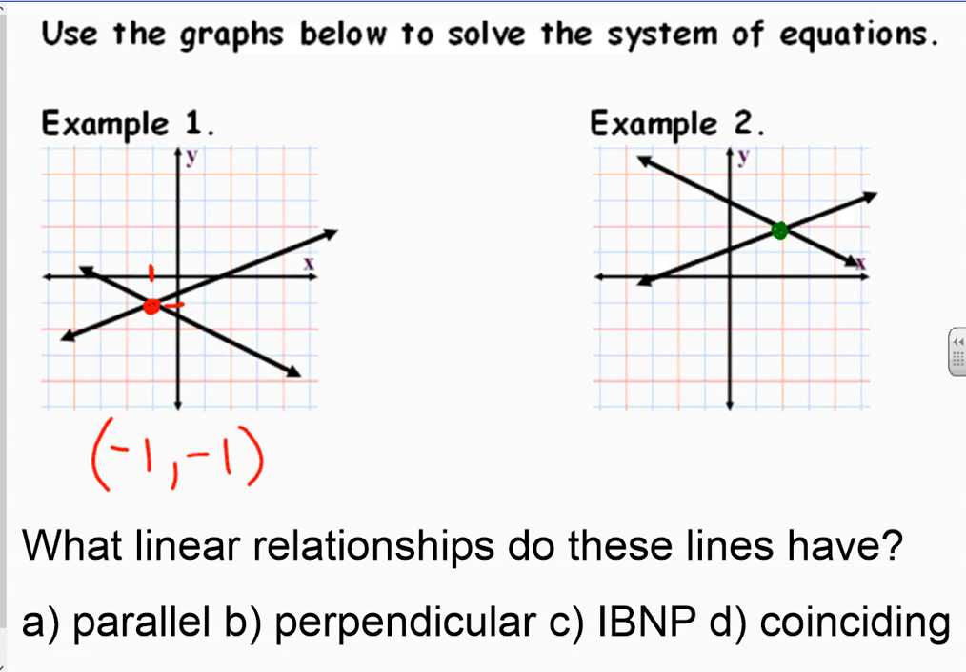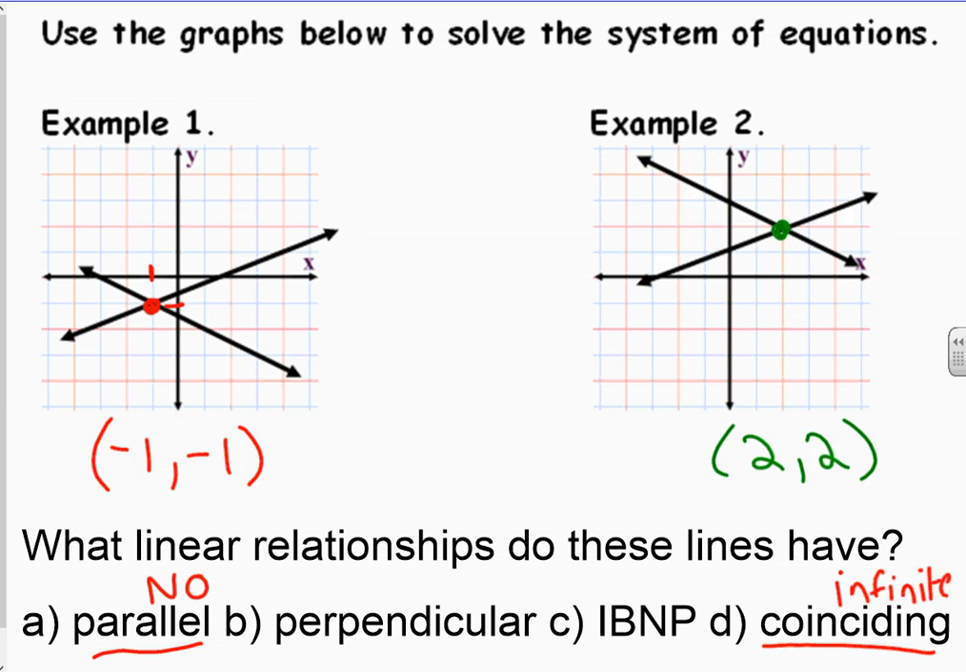Again, a solution is where the two lines cross. This is looking like it's 2 and 2. Now, if you take a look, how many solutions do each of those have? They had one solution. So if they had one solution, are they parallel? That means no solutions. Are they coincident? That means infinite solutions. Right?